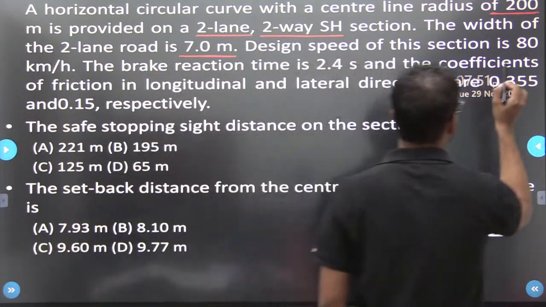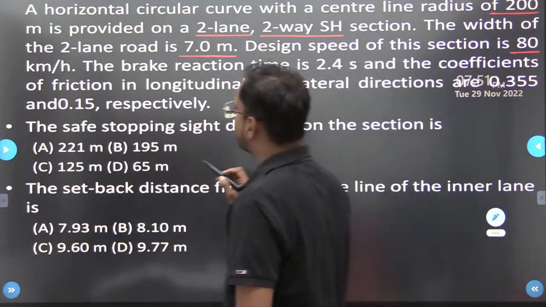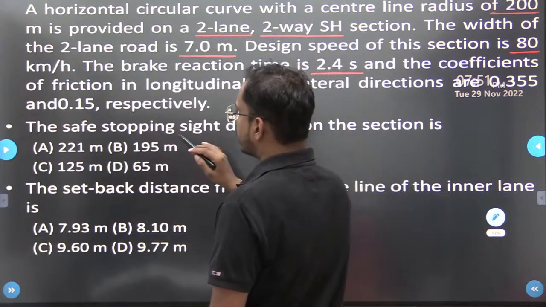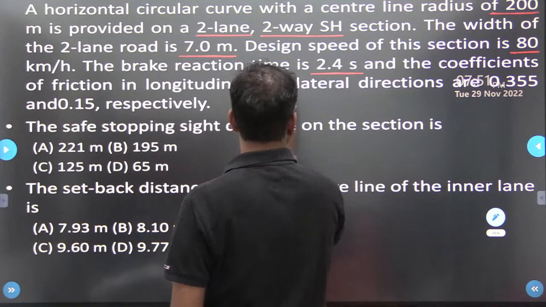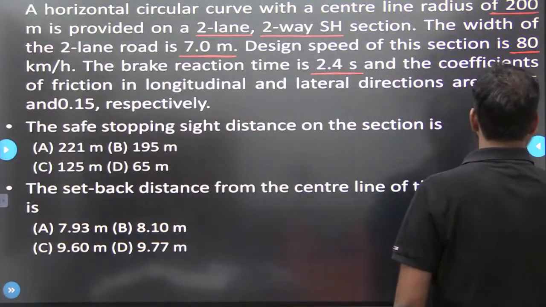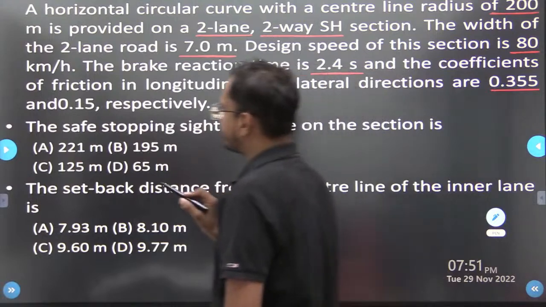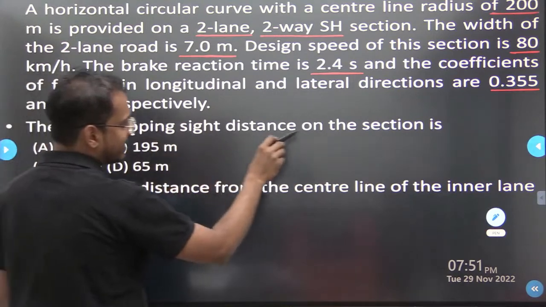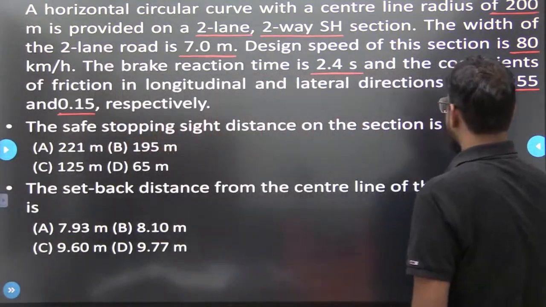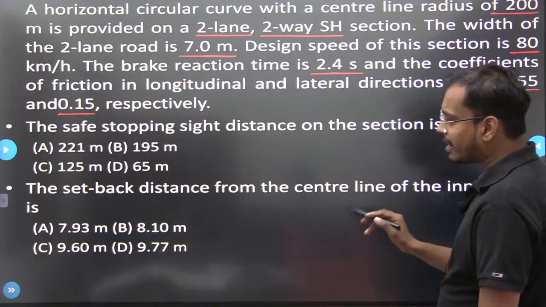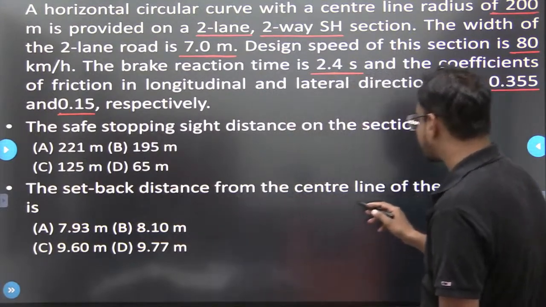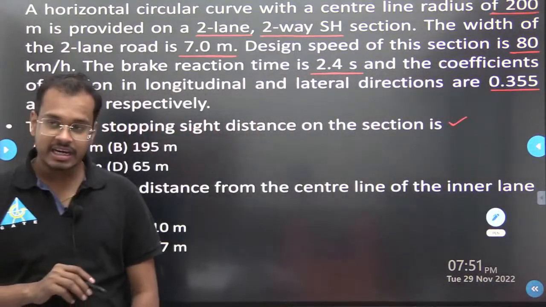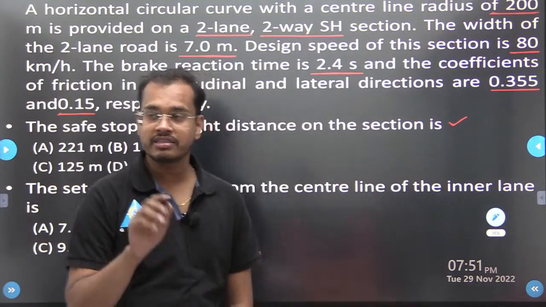The design speed of this section is 80 kilometer per hour. The brake reaction time is 2.4 second. The coefficients of friction in the longitudinal and lateral directions are 0.355 and 0.15 respectively. The first question is to calculate the safe stopping sight distance on the section. The other question is to calculate the setback distance from the center line of the inner lane.